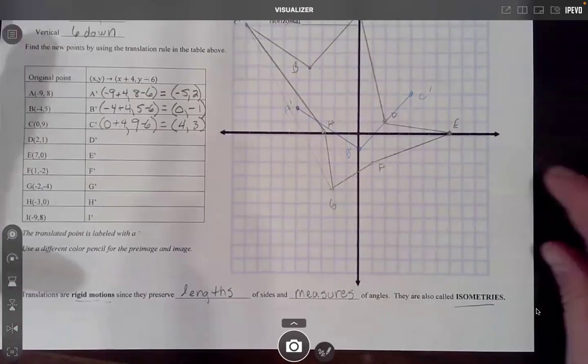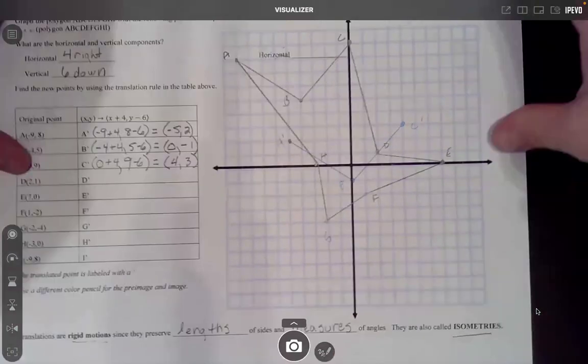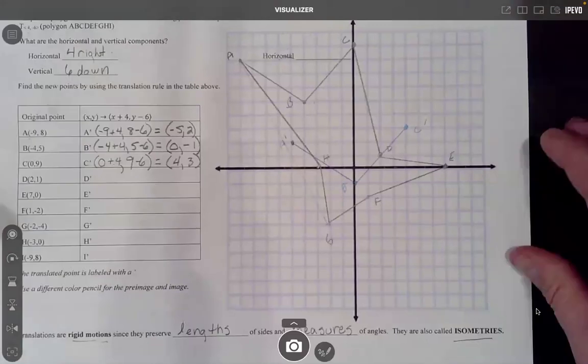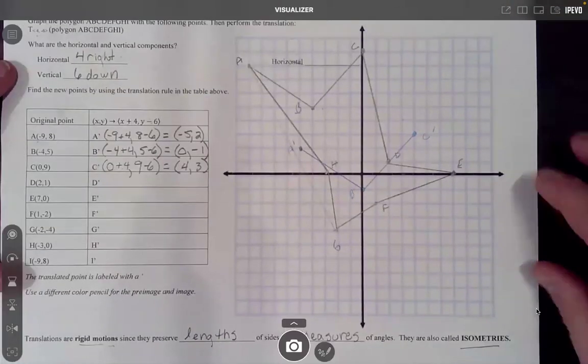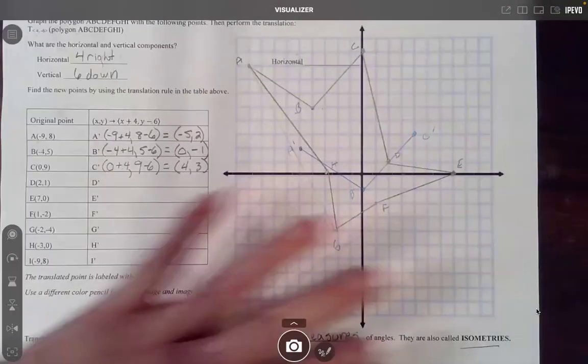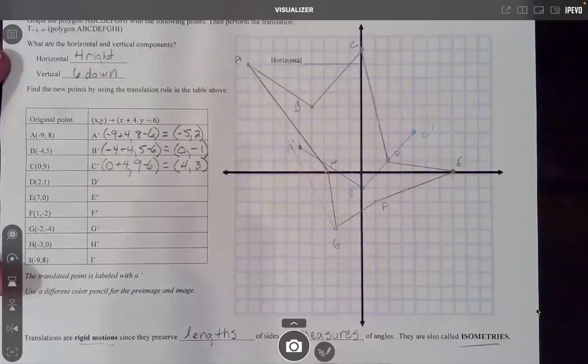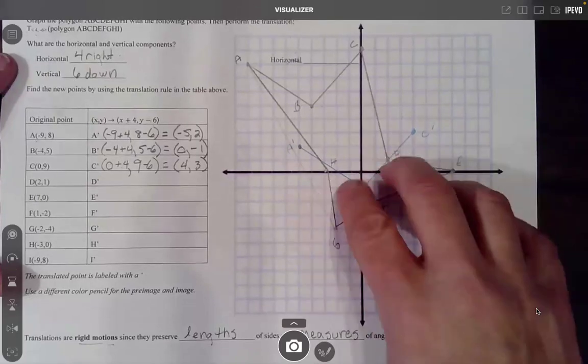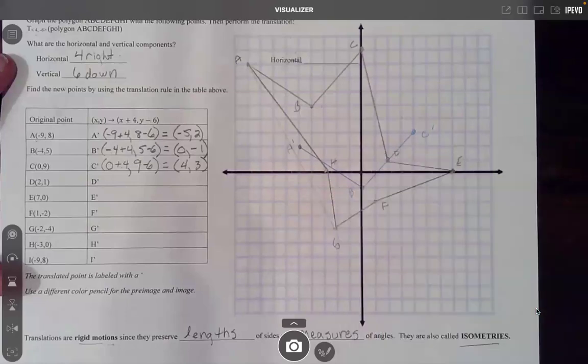So for the rest of this lesson, I want you to make sure Pikachu is finished and translated. Translate the rest of this object right here. So you see its image, which has moved 4 right and 6 down.